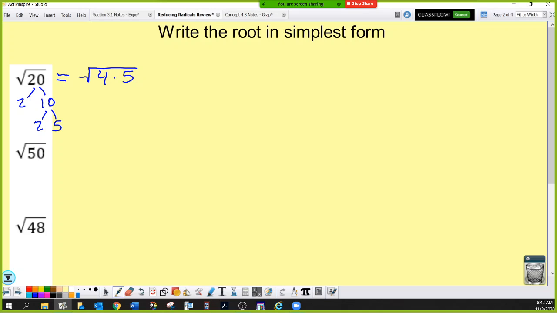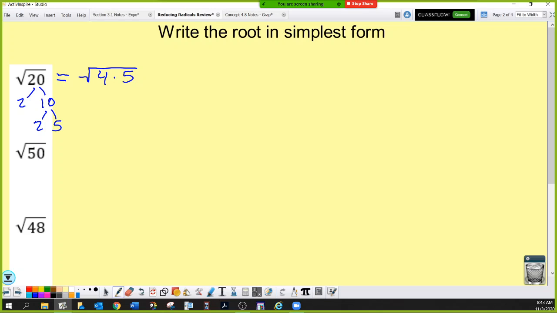The first number is a perfect square. The next number, the 5, is not. And not only is 5 not a perfect square, I can't divide it by any perfect squares other than 1, and that does me no good. 1 goes into everything, so we're never going to use the number 1 when we're reducing our radicals.